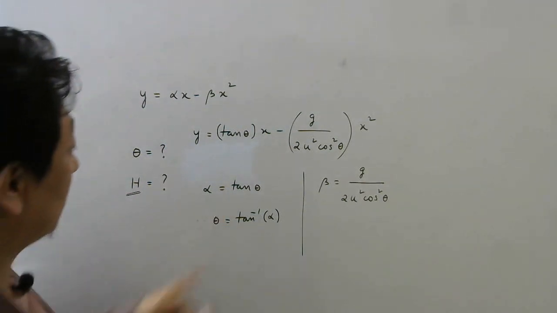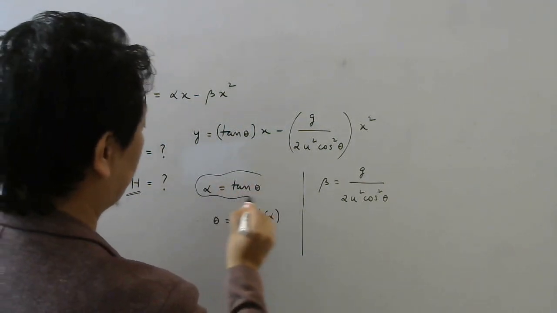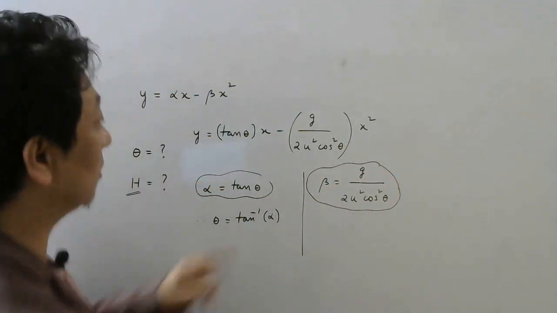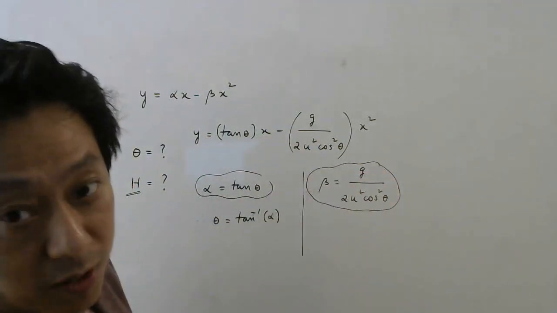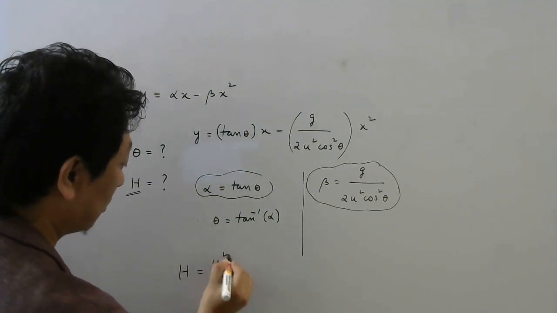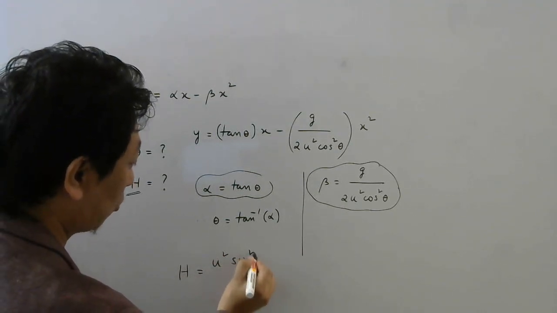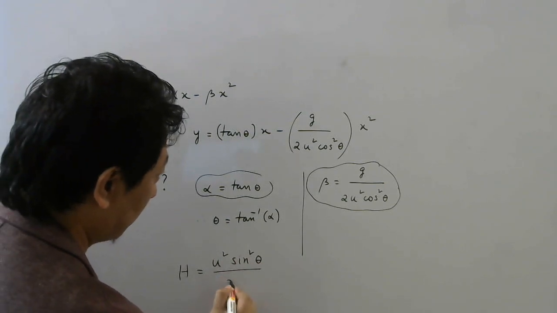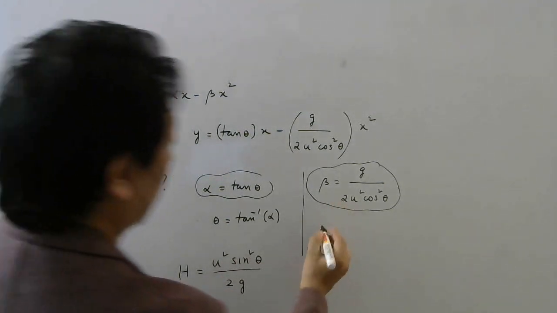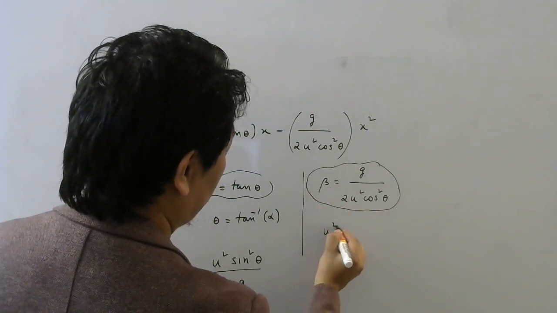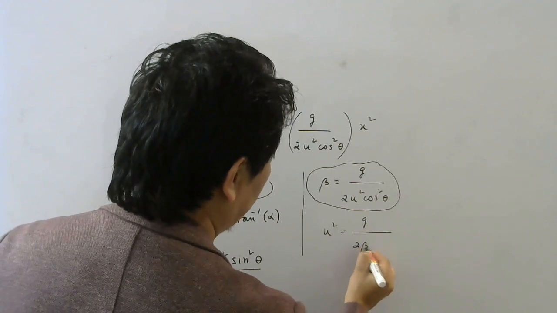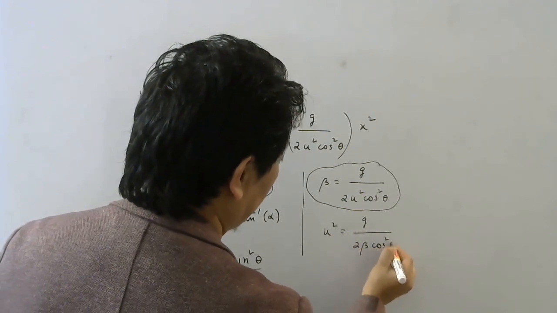And tan theta is alpha, so alpha equals tan theta. This is beta equal to g by 2u square cos square theta. Now the formula for maximum height is u square sine square theta by 2g, isn't it? So from here u square will be g divided by 2 beta cos square theta.